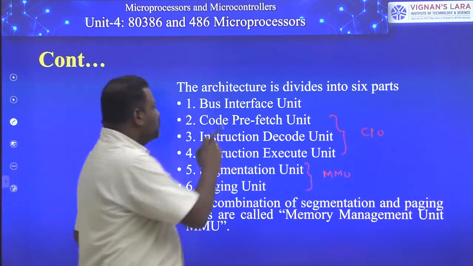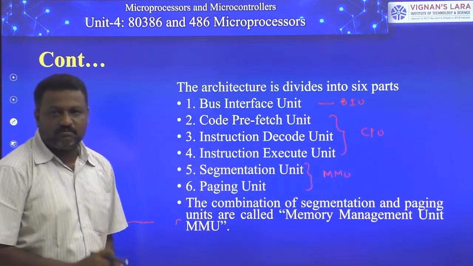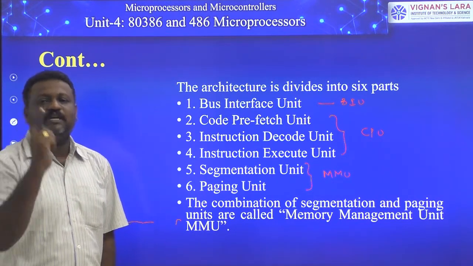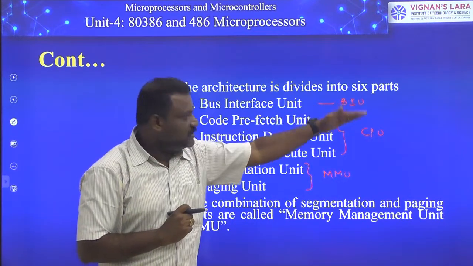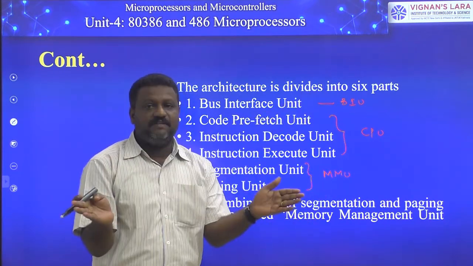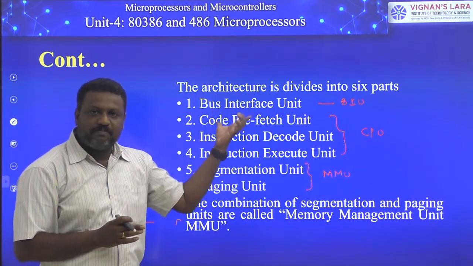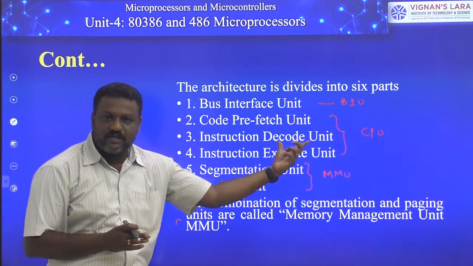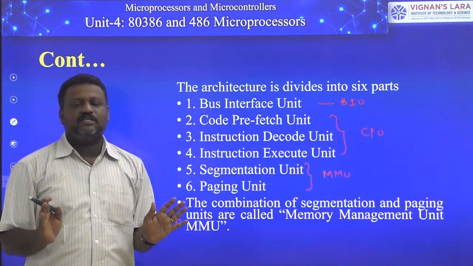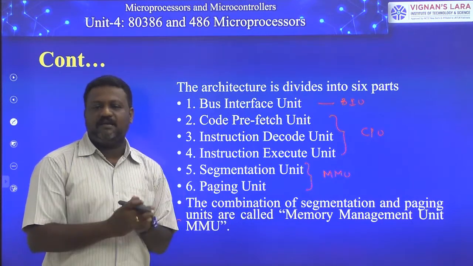As usual, the first one is the bus interfacing unit, simply written as BIU. If I divide this whole architecture into 3 different sections, the first section is BIU, the second section is CPU, and the third section is MMU. These 3 sections are divided into 6 partitions. My first partition is the bus interface unit, the second one is the code prefetch unit, the third one is the instruction decode unit, the fourth one is the instruction execution unit, the fifth one is the segmentation unit, and the sixth one is the paging unit. Now I am going to discuss these parts one by one.